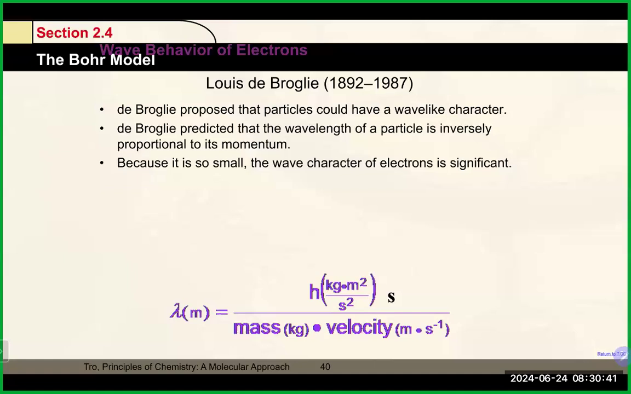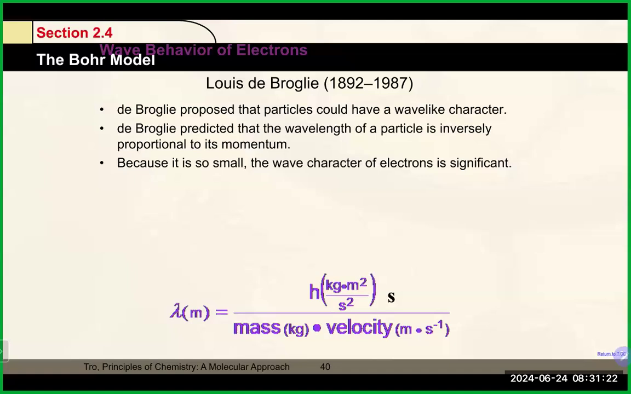And one of the first steps towards moving away from Bohr's model of the atom was one done by de Broglie. And de Broglie really didn't actually do any experiments. He just theorized all this, and it was later proven in experiments that he had the right idea. What de Broglie basically said was that particles could have a wave-like character. So particles like electrons can behave like a wave, and the idea is sometimes referred to as a standing wave.